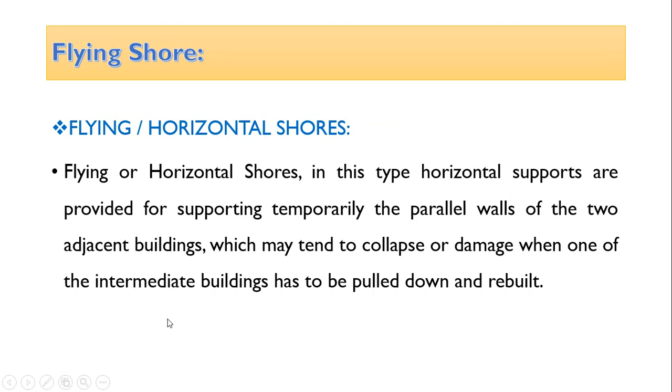Now next is the flying shore. Flying shore is also called a horizontal shore. Horizontal supports of this type are provided for temporarily supporting parallel walls. When parallel walls of two adjacent buildings may tend to collapse or be damaged when one of the intermediate buildings has to be pulled down and rebuilt, in that situation a horizontal shore is provided.